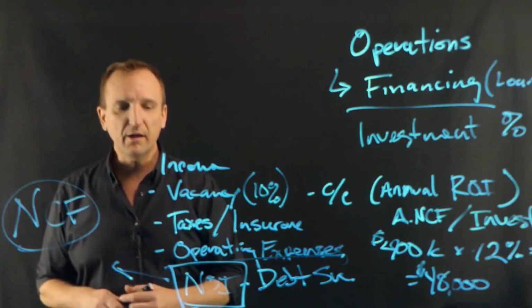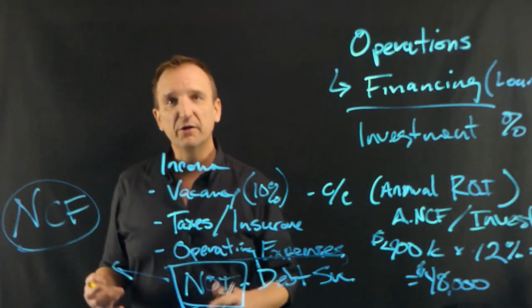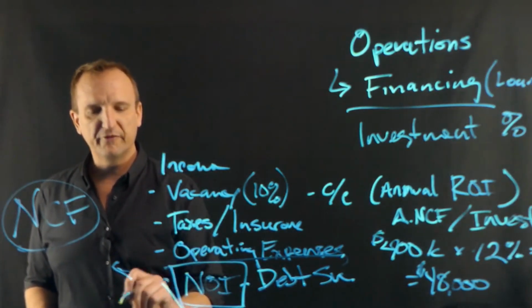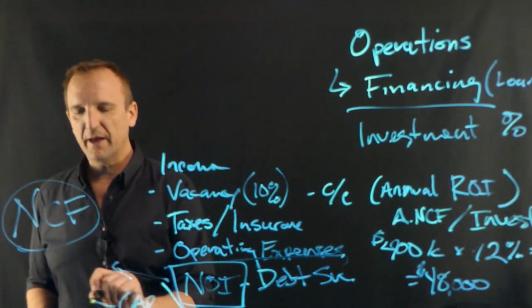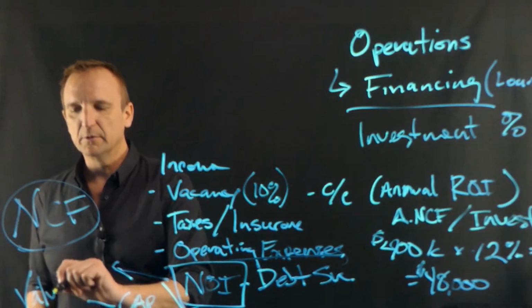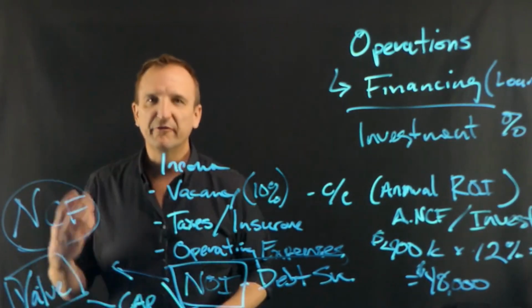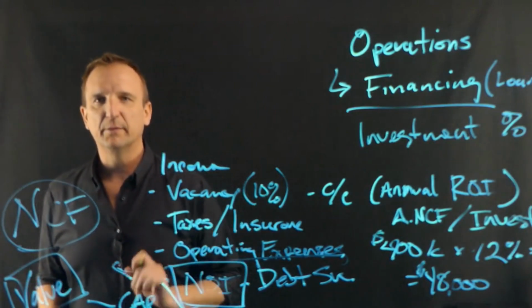Because the way that you get the value, remember, is value is income over the cap rate. So you would take the NOI, divide it by the cap rate, and that gives you your value. And you will have seen this in the courses, but the value is the NOI divided by the cap rate.